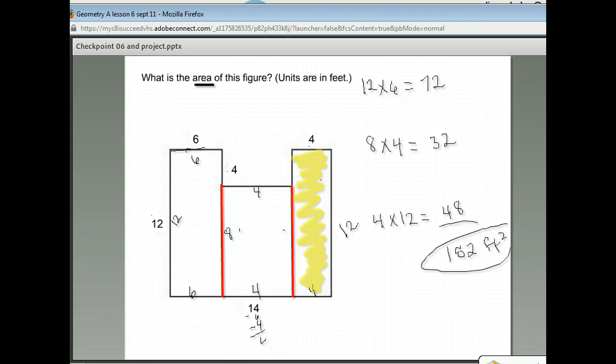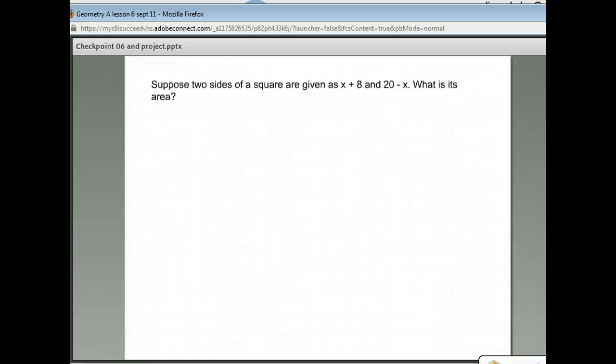So if you have a figure like this that's not a rectangle, not a triangle, not something we know how to find the area of, break it into sections that are rectangles and triangles, find each area, and then you put them all together.